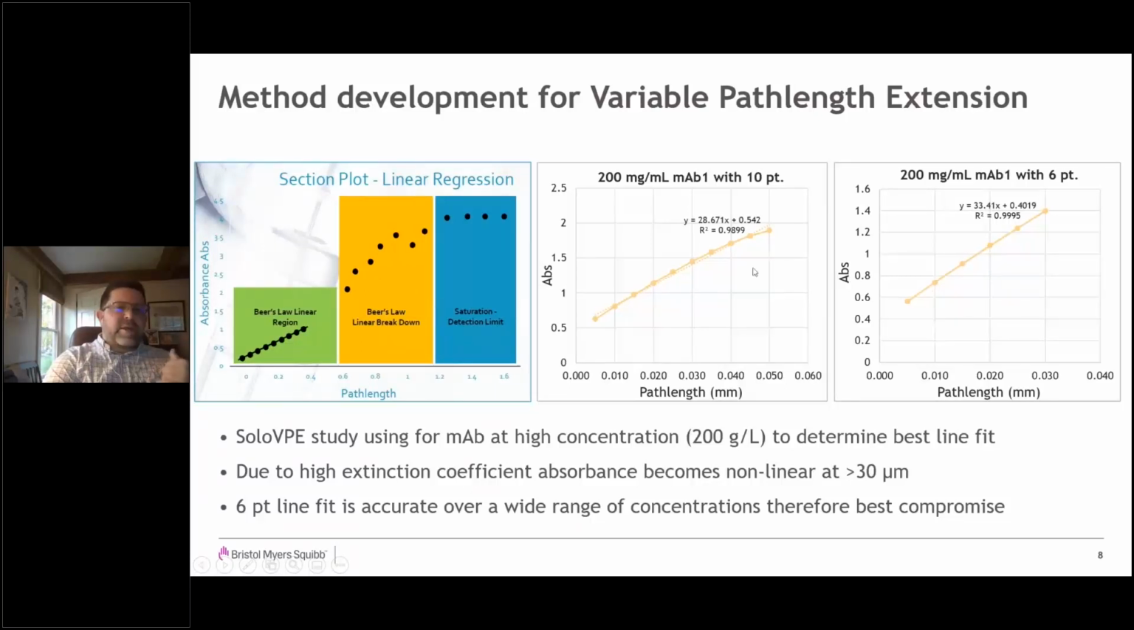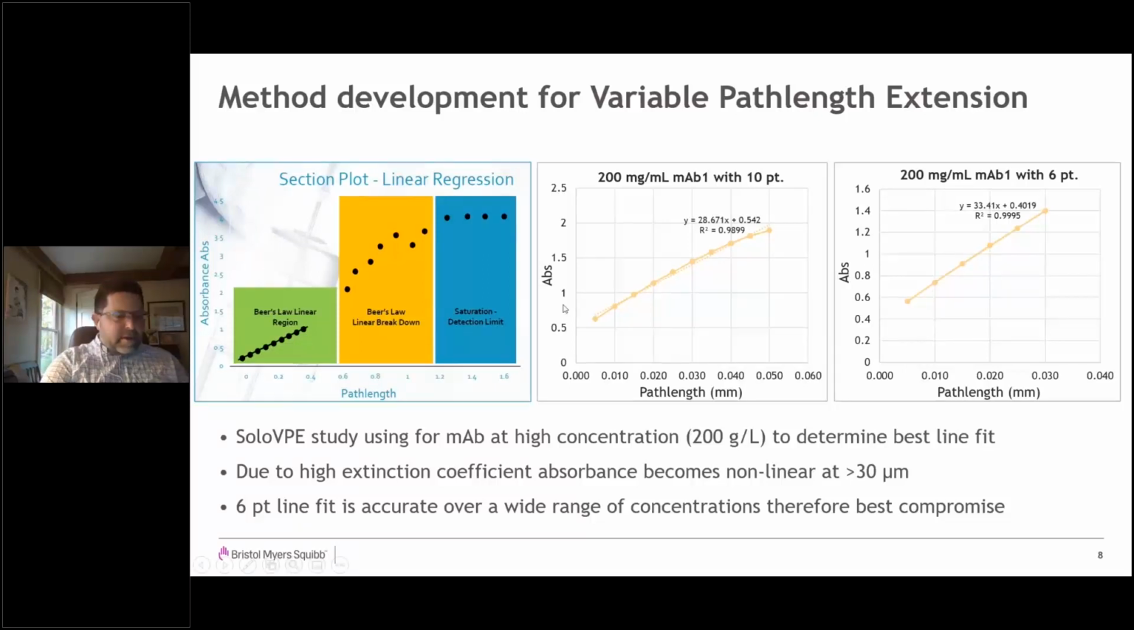It becomes nonlinear. So if you're trying to fit a line to something like a curve, if you look at the middle plot, this is actually from a Solo VPE study where we were trying to determine the right number of points to use on the curve to get an accurate concentration.